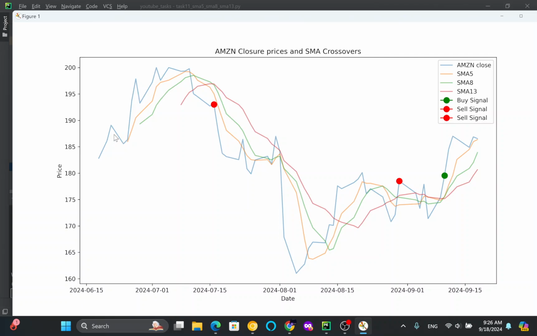And here are the stock price closure graph. SMA5 the longest, SMA8 middle, and SMA13 the shortest because it's for 13 days, and from the beginning of our graph should be passing 13 days to have it counted.